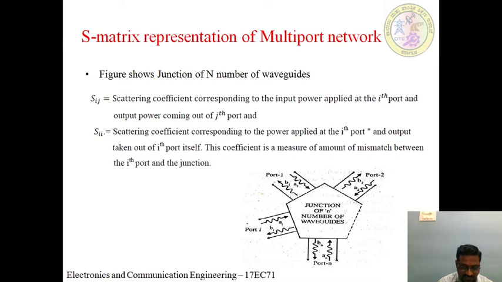In this case, the terms Sij and Sii have the following meanings. Sij is equal to the scattering coefficient corresponding to the input power applied at the ith port and the output power coming out of the jth port, and Sii is equal to the scattering coefficient corresponding to the power applied at the ith port and output taken out of the ith port itself. This coefficient is a measure of the amount of mismatch between the ith port and the junction.